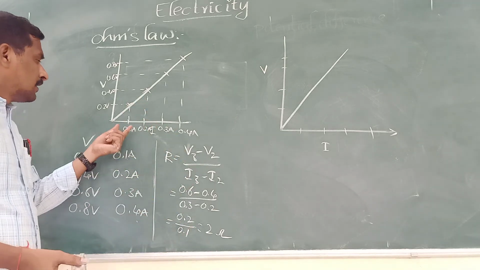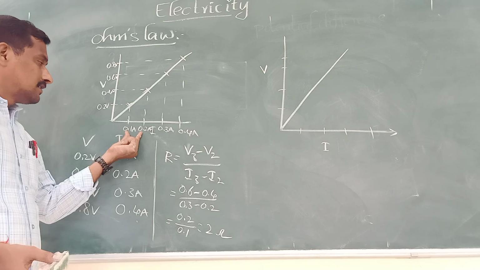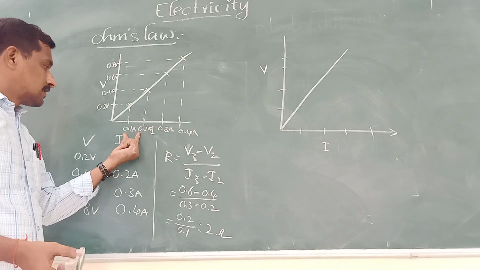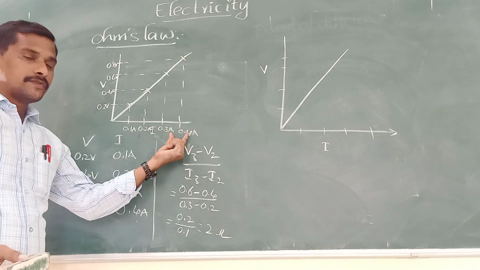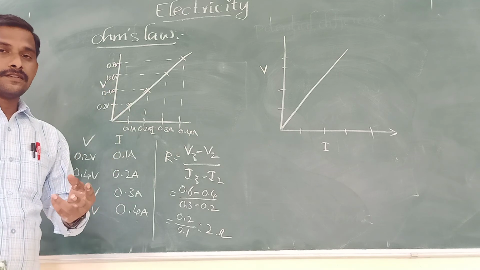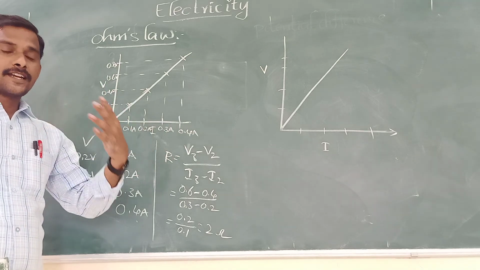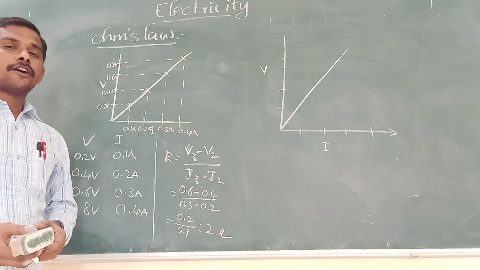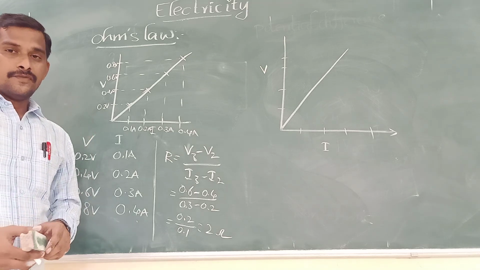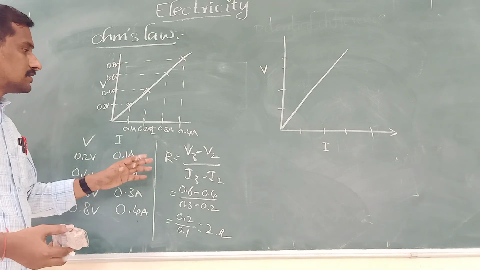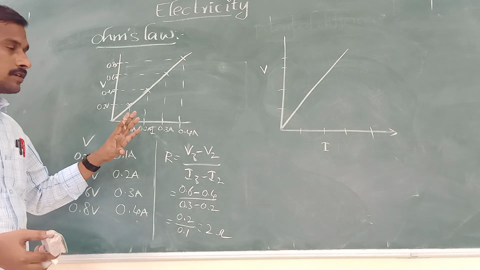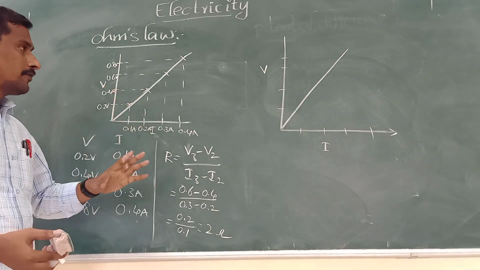Another way is to take each point: this is R1, this is R2, this is R3, so we get three resistances. You can take the average of them, and from that we can find the resistance. So this is how to find the resistance from Ohm's law.